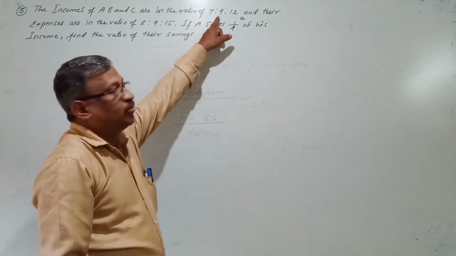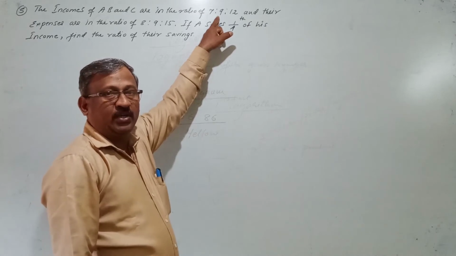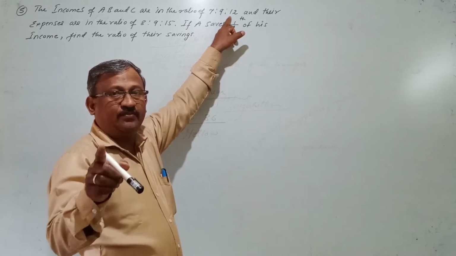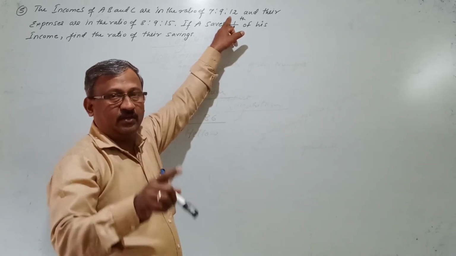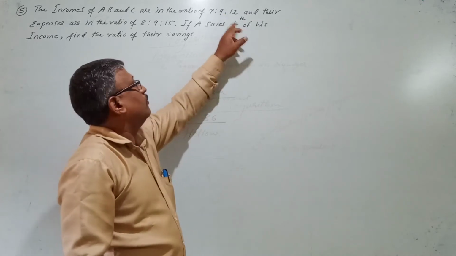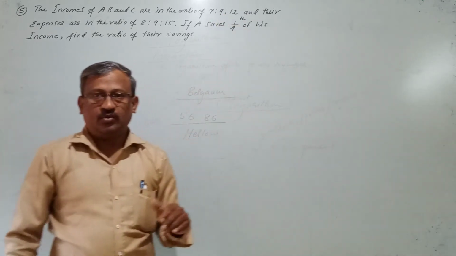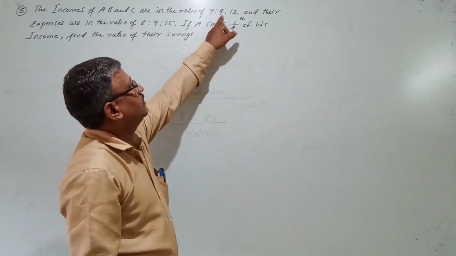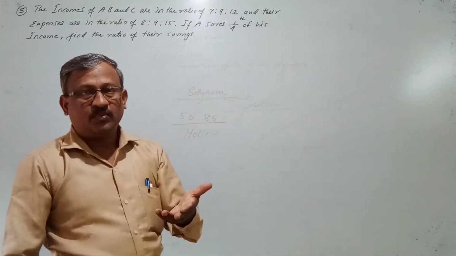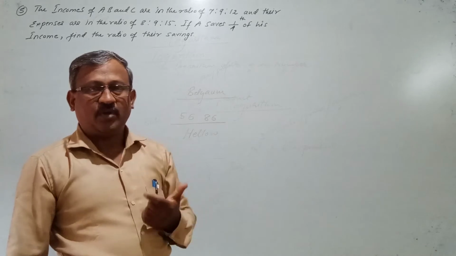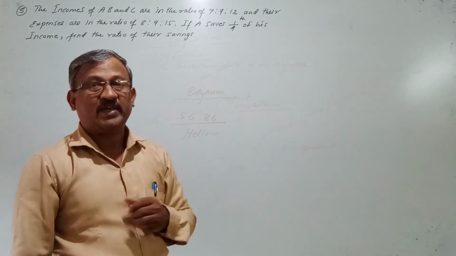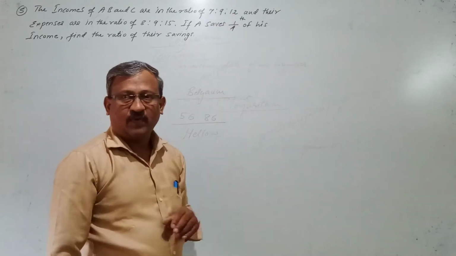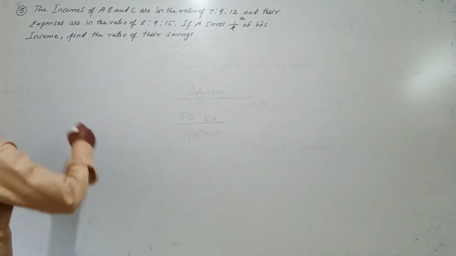Here we know the ratio of income. In the previous problem I told how to assume the incomes. In the previous sum we used to calculate the ratio of income of A, B and C from the given ratio. Now that ratio is already given to us, 7:9:12. As the income ratio is known, we can easily assume their incomes as 7x, 9x and 12x. Why we assume 7x, 9x and 12x, I have explained in the previous problem. So directly I will assume their incomes as 7x, 9x and 12x. Let's proceed with the solution.